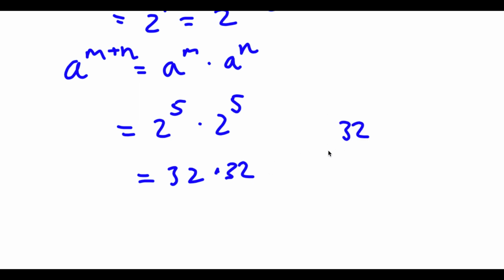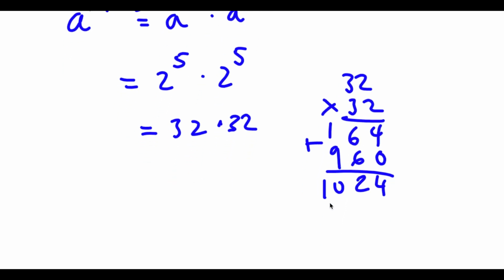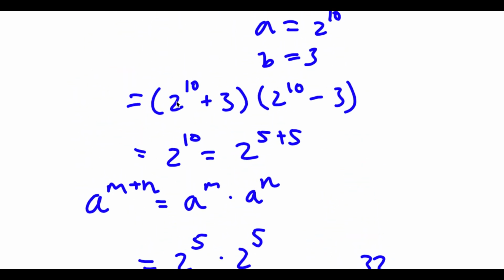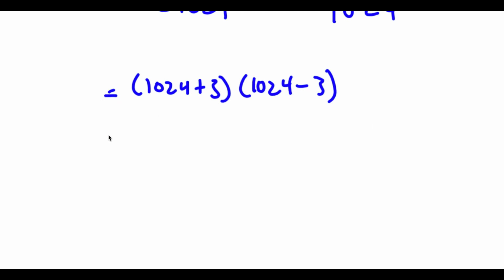And I can actually go do this right here. 32 times 32: 2 times 2 is 4, 2 times 3 is 6, 3 times 2 is 6, and 3 times 3 is 9. So I have 64 plus 9 is 60, 4 plus 0 is 4, 6 plus 6 is 12, so I'm going to carry the 1, and 9 plus 1 is 10. So I have 1,024. So now, because 2 to the power of 10 is 1,024, I have 1,024 plus 3 times 1,024 minus 3. 1,024 plus 3 is 1,027 times 1,024 minus 3 is 1,021.